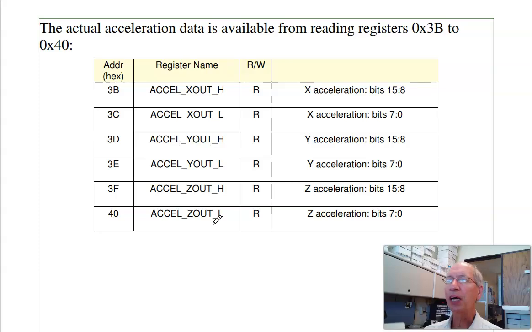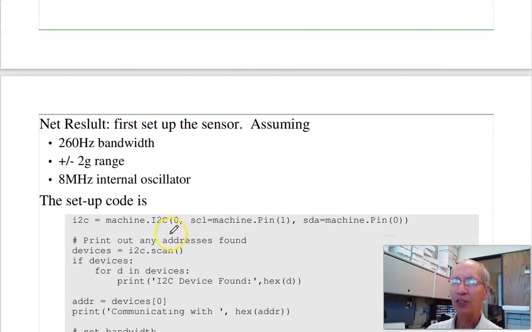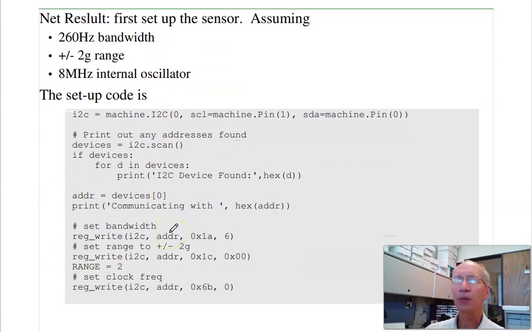And then once set up, I can read the acceleration. That's located at these memory addresses. 3B, 3C is X, 3D, 3E is Y, 3F, 40 is Z. Okay, so with all that, I can set up the GY521 accelerometer to have 260 Hz bandwidth, plus or minus 2G range, 8 MHz internal oscillator, as so. I'm going to first find the device, set the bandwidth, set the range to plus or minus 2 Gs, set the clock frequency to 8 MHz.